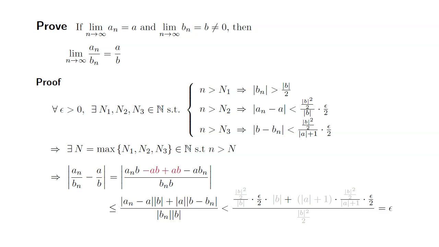Therefore, for all epsilon greater than 0, there exists a natural number capital N, such that as long as n is greater than capital N, we can make sure that the absolute value of a_n over b_n minus A over B is less than epsilon. Hence, the sequence a_n over b_n converges to A over B. That's it. I hope that this was clear.